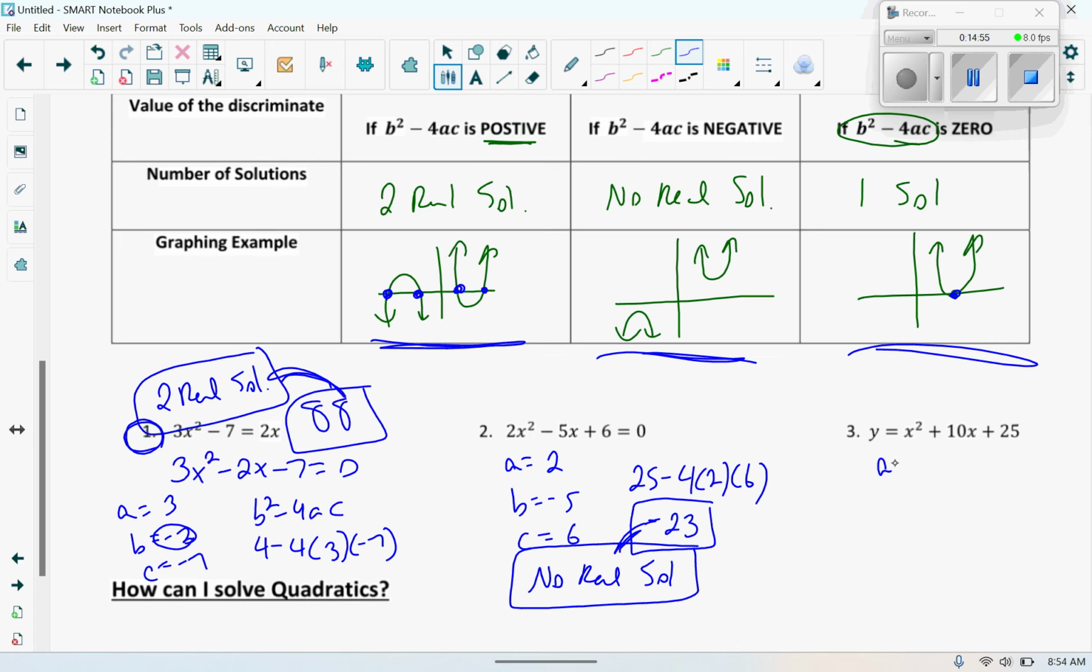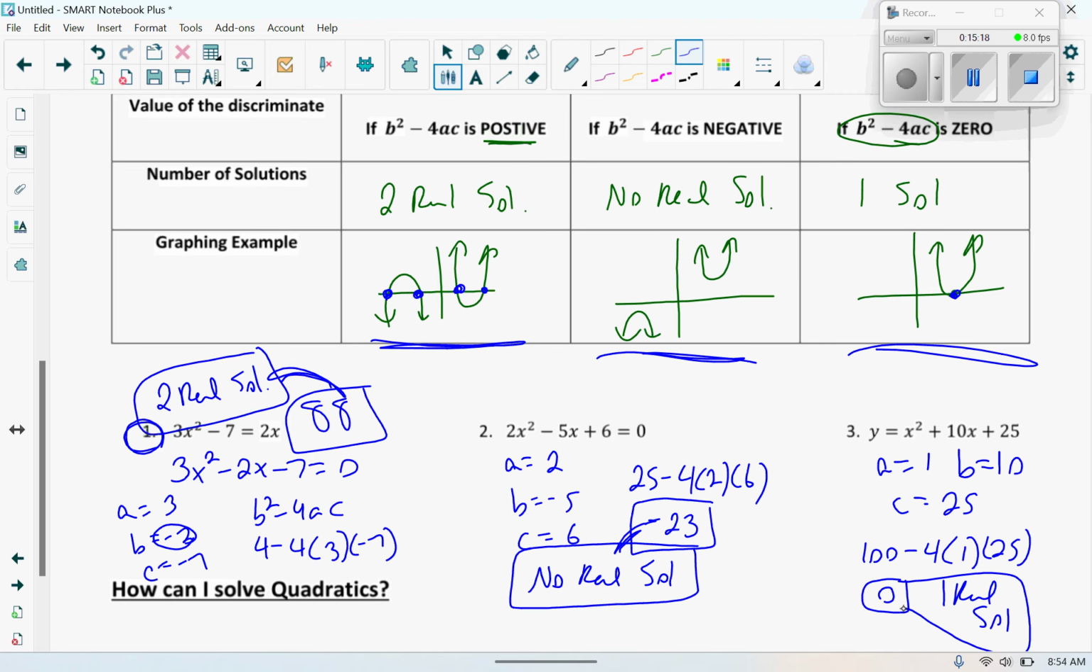Okay, let's do one more. So a is equal to 1, b is equal to 10, c is equal to 25. So I'm going to have b squared 100 minus 4ac, and that is going to give me a 0. And 0 means one real solution.